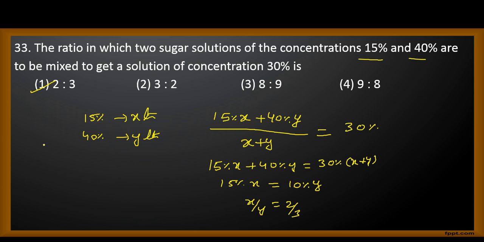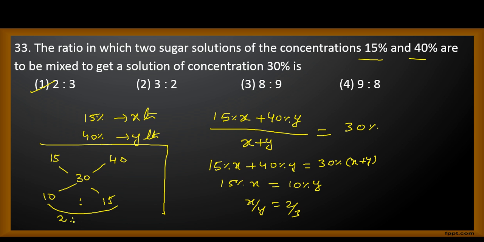What is the other easy method to do this? In one go you can do this. See, what is the lowest percentage? 15. What is the highest percentage? 40. What is the required percentage? 30. Simply take the difference here. What is the difference? 10. Here, what is the difference? 15. Simply you get the ratio directly, 2:3. Okay, either you can use this method or that method.